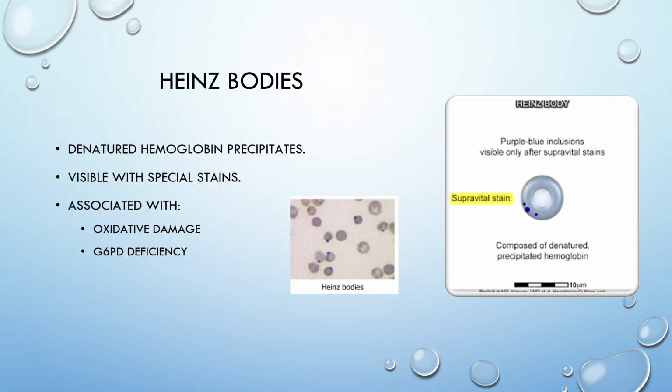Another interesting consequence of Heinz body formation involves the spleen. As red blood cells pass through the spleen, macrophages may remove these inclusions by literally plucking them out of the cell, leaving behind characteristic membrane defects known as bite cells. So Heinz bodies are not just a morphologic curiosity. They provide important clues about oxidative damage and red blood cell stability.